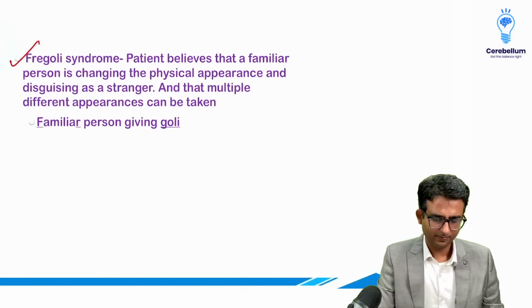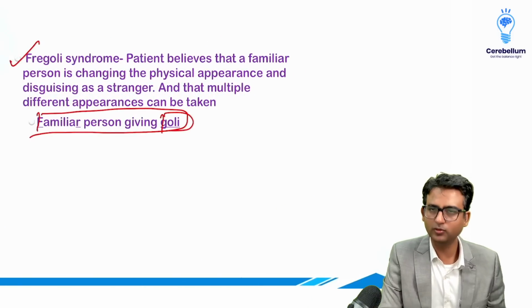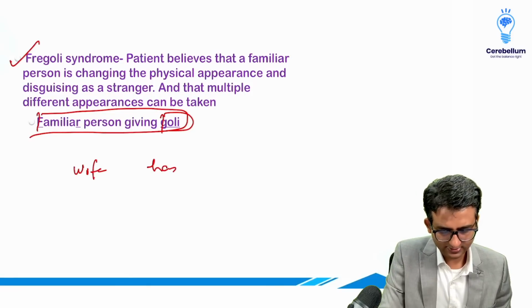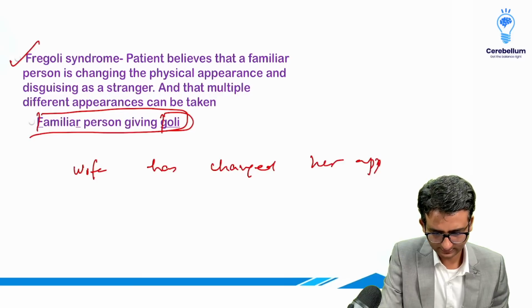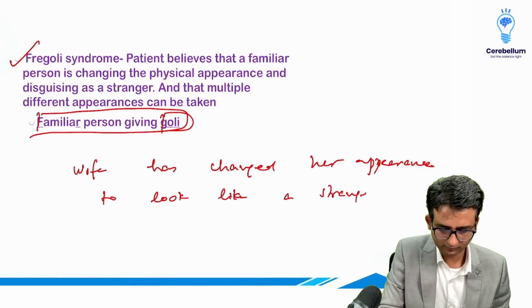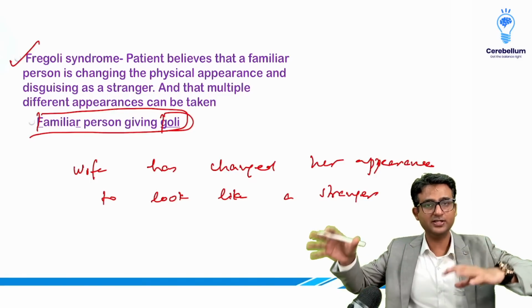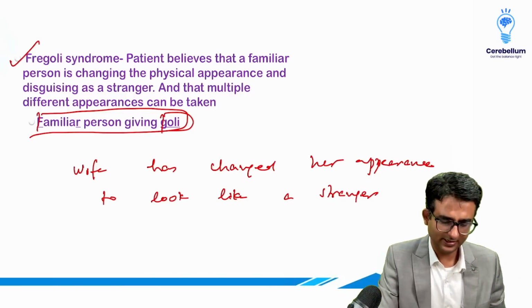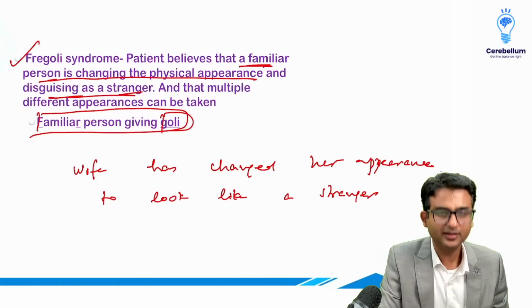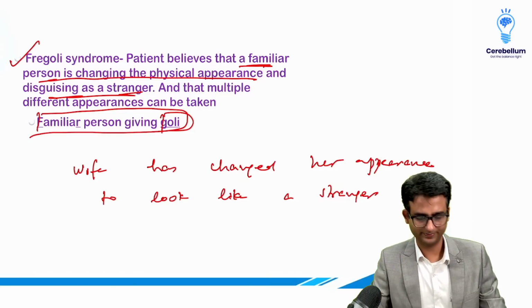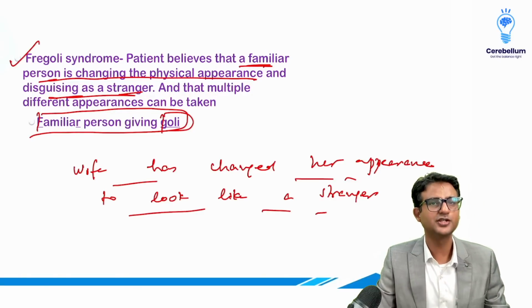Frégoli syndrome में उल्टा होगा. Patient will think that a familiar person is giving you a गोली. गोली बोलते हैं ना, बेवकूफ बनाना, trying to make a fool out of you. Here the patient thinks that wife has changed her appearance to look like a stranger. वहां पे the patient was thinking a stranger has replaced wife. यहाँ पे patient is thinking wife is deliberately changing her appearance and looking like a stranger, right? A familiar person is changing the appearance and disguising as a stranger. ठीक है. Wife has changed her appearance to look like a stranger.